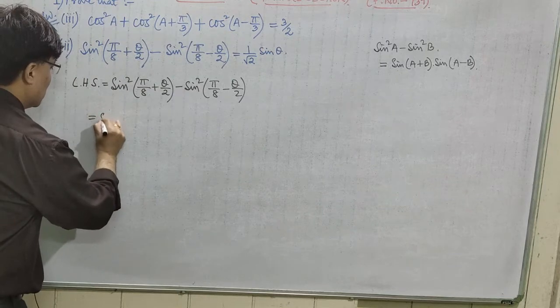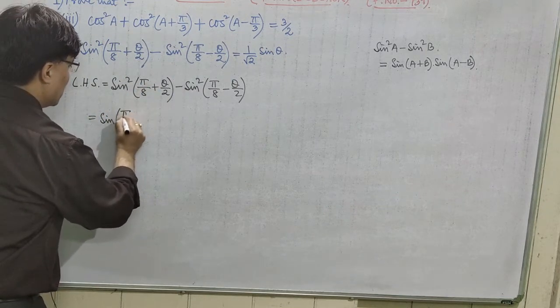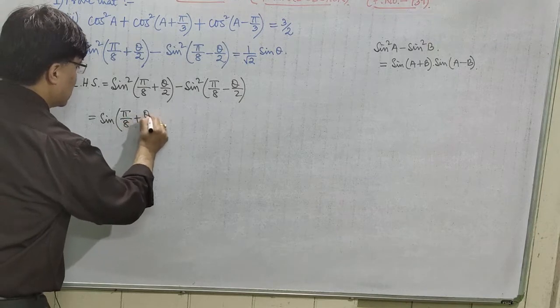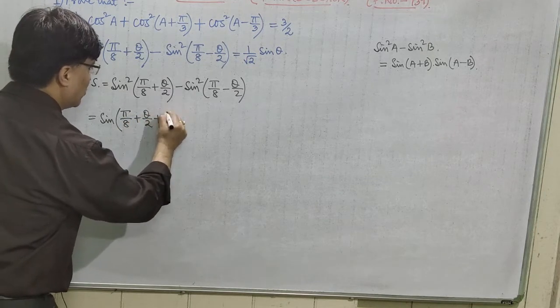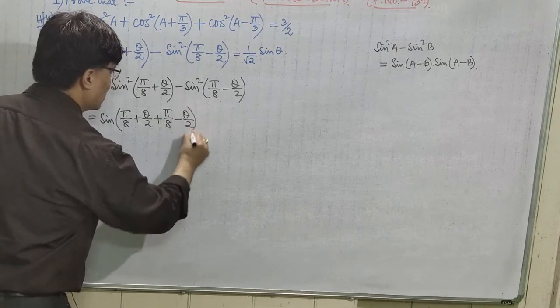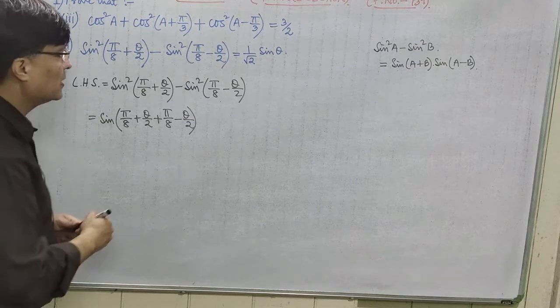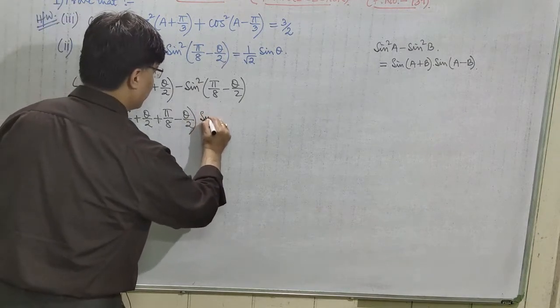So which is equal to sine of, what is A out here? It is pi by 8 plus theta by 2 is A plus B. What is B? Pi by 8 minus theta by 2 is B. That is your sine of A plus B. Next, sine of A minus B.